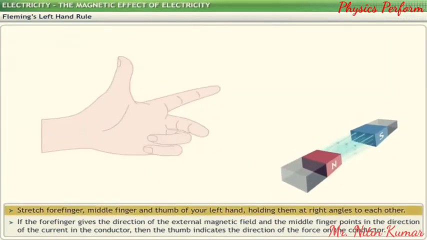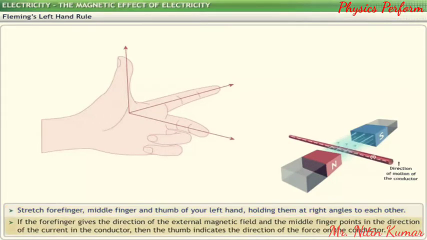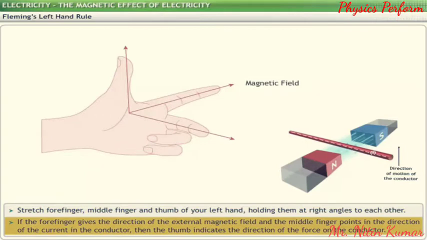To understand this rule, stretch the forefinger, middle finger, and the thumb of your left hand, holding them at right angles to each other. If the forefinger gives the direction of the external magnetic field and the middle finger points in the direction of the current in the conductor, then the thumb gives the direction of the force on the conductor.